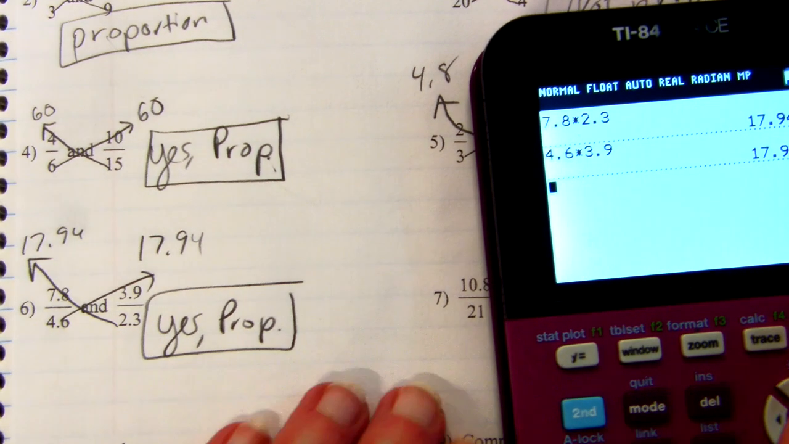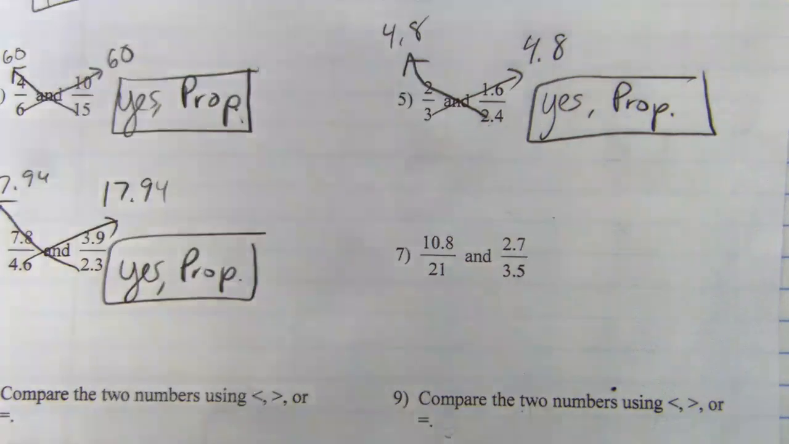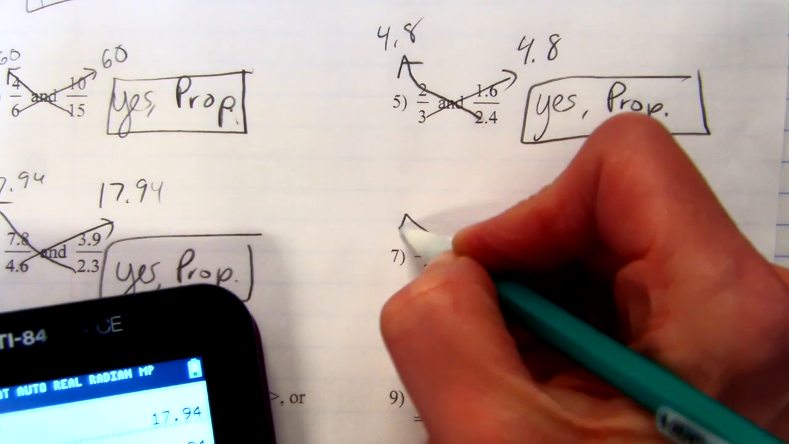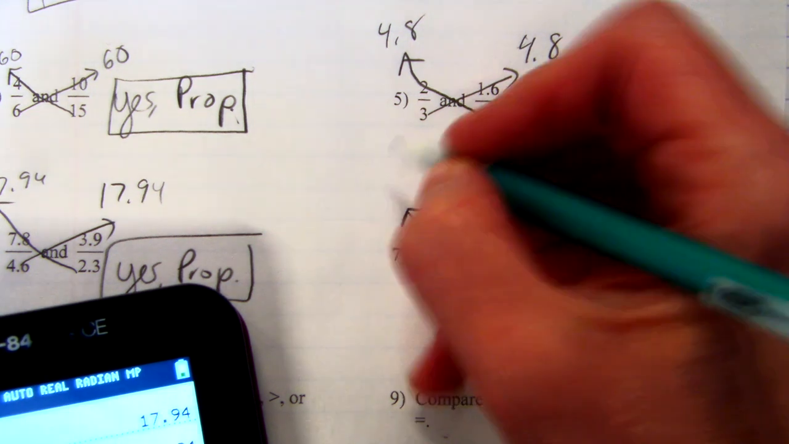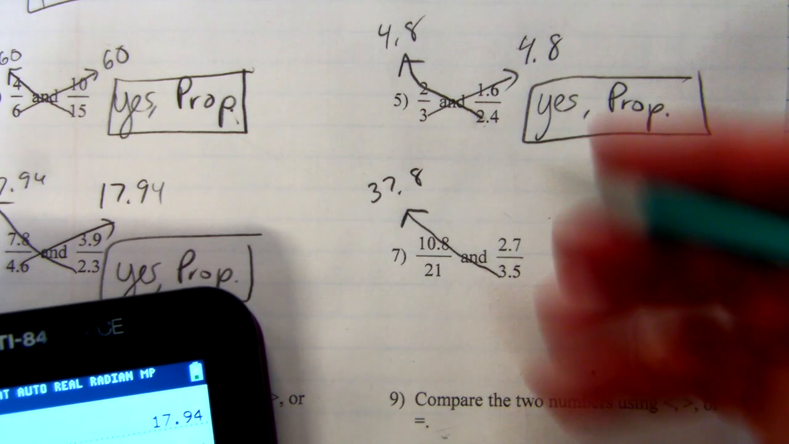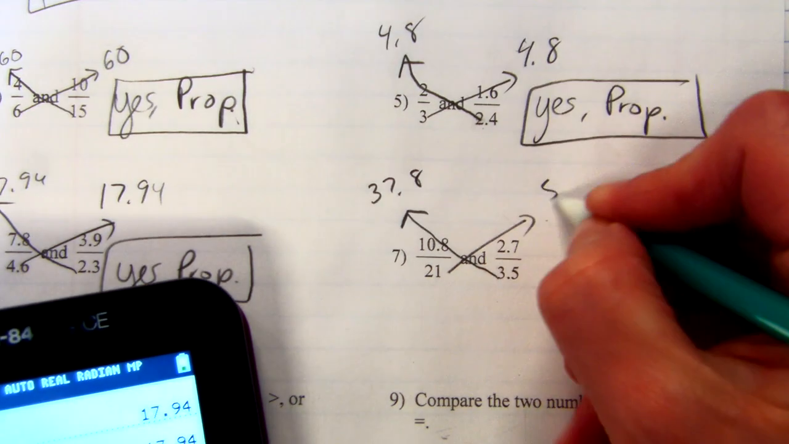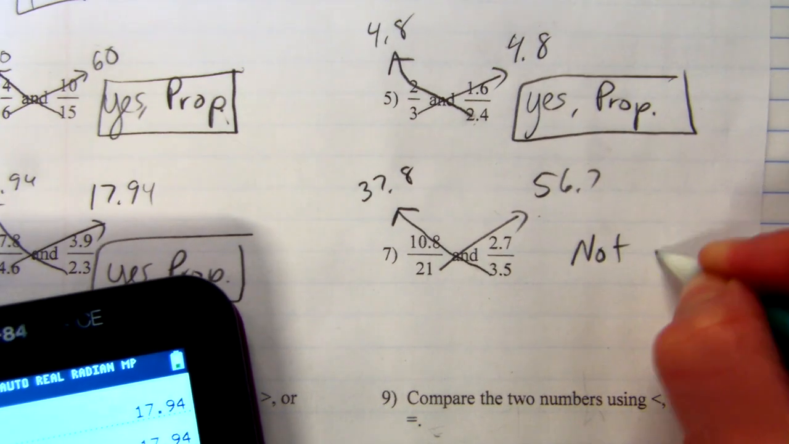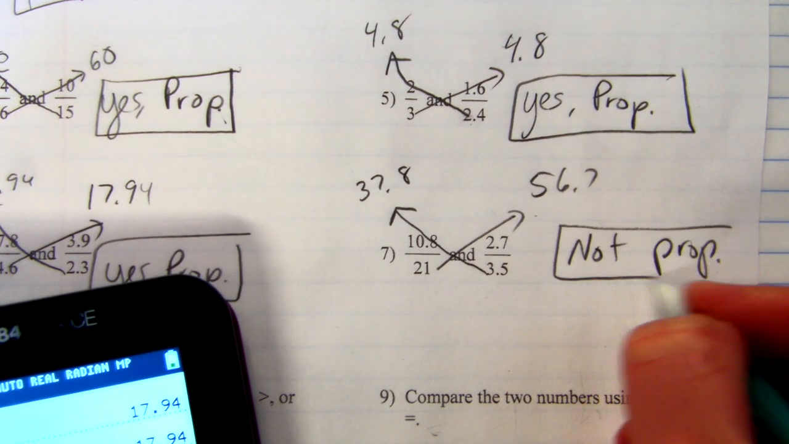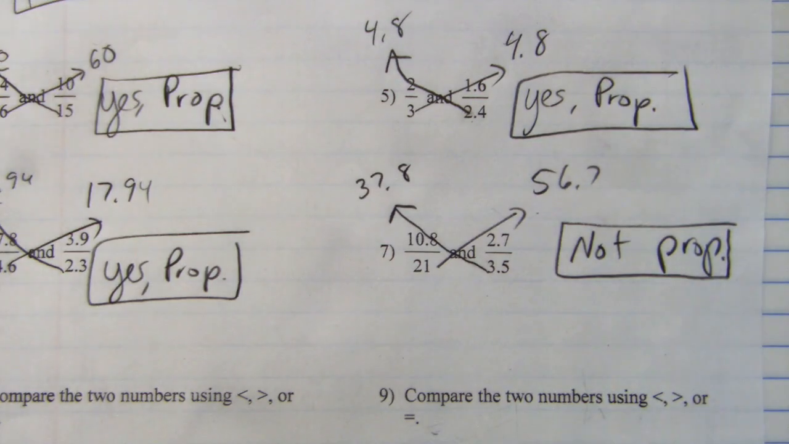And I know some of you are working ahead. Does 7 end up being one or not? Nobody's tried it yet? Okay. That's all right. I thought maybe some of you are working ahead. So if I take 10.8 times 3.5, I get 37.8. And then if I take 21 times 2.7, I get 56.7. So that one is not proportional, or you could just put no. So this is a way that you can check if you've got two sets of numbers but you don't have a whole table. This is also a way that we can see if we have equivalent fractions.